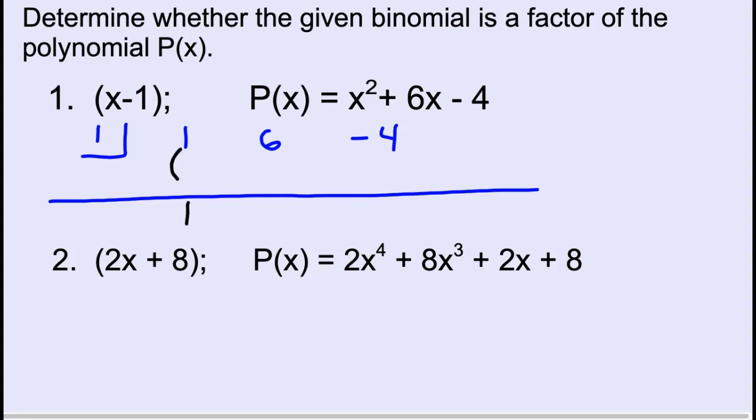So pull that one down. I always start it out, pull that one down. 1 times 1 is 1. Add 1 to 6, I get 7. 7 times 1 is 7. Add those, I get 3. Uh-oh. My remainder is 3. So what does that mean?